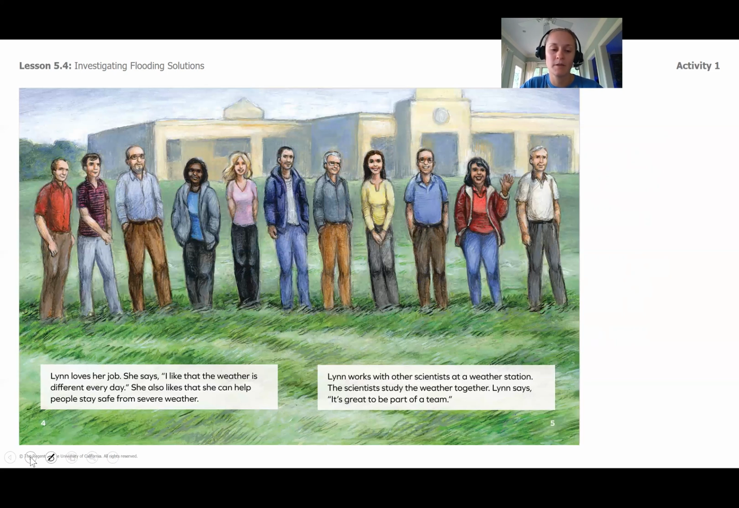Lynn loves her job. She says, "I like that the weather is different every day." She also likes that she can help people stay safe from severe weather. Lynn works with other scientists at a weather station. The scientists study the weather together. Lynn says it's great to be part of a team.